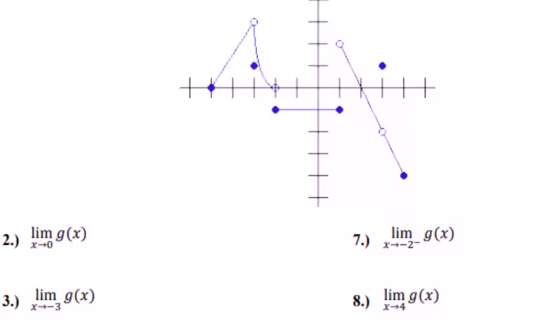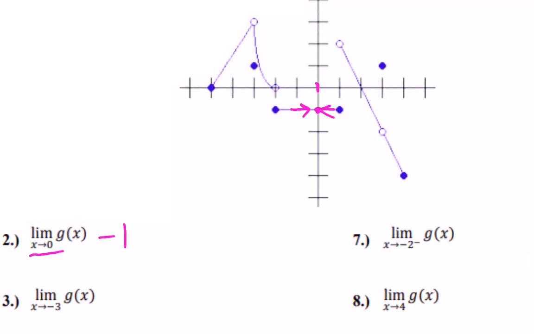Okay, what do we have next? And I'm going row by row instead of column by column. So number 2, x approaches 0. So here's where x is 0. So from the left and from the right, we're both approaching a y value of -1.